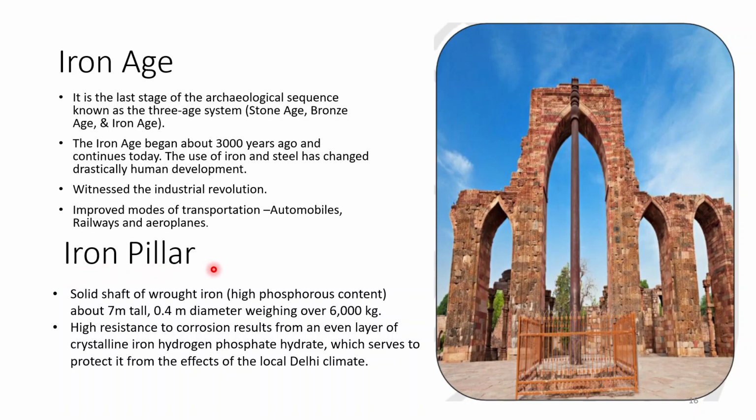Then the iron pillar. It is a solid shaft of wrought iron which has high phosphorus content, about 7 meter tall, 0.4 meter diameter, weighing over 6000 kg. It has high resistance to corrosion, which results from an even layer of crystalline iron hydrogen phosphate hydrate, which serves to protect it from the effects of the local Delhi climate. Okay, so this hasn't rusted yet after so many years of its manufacturing.